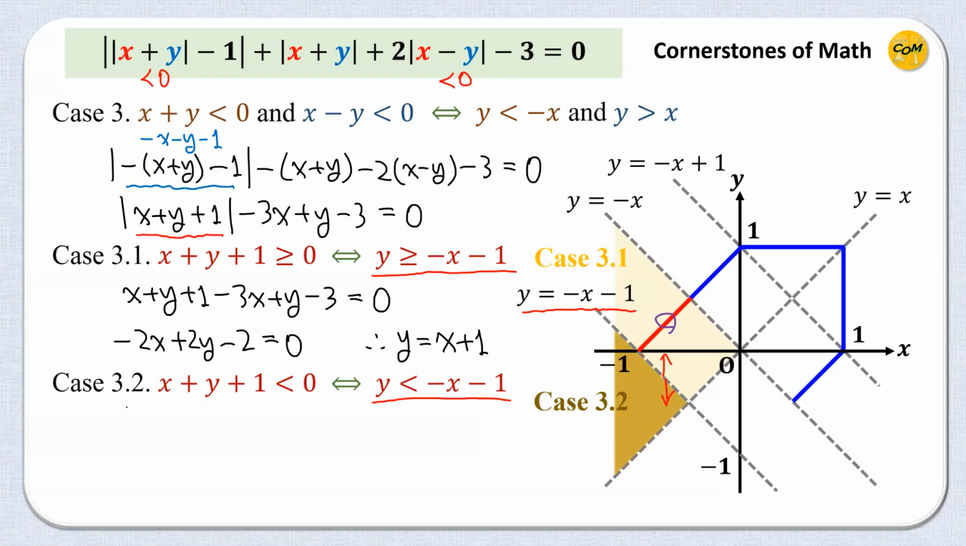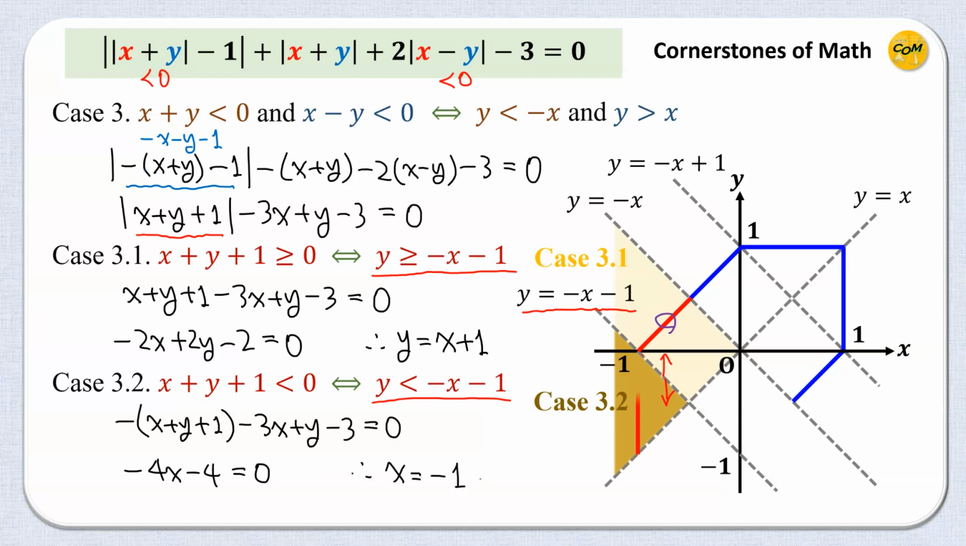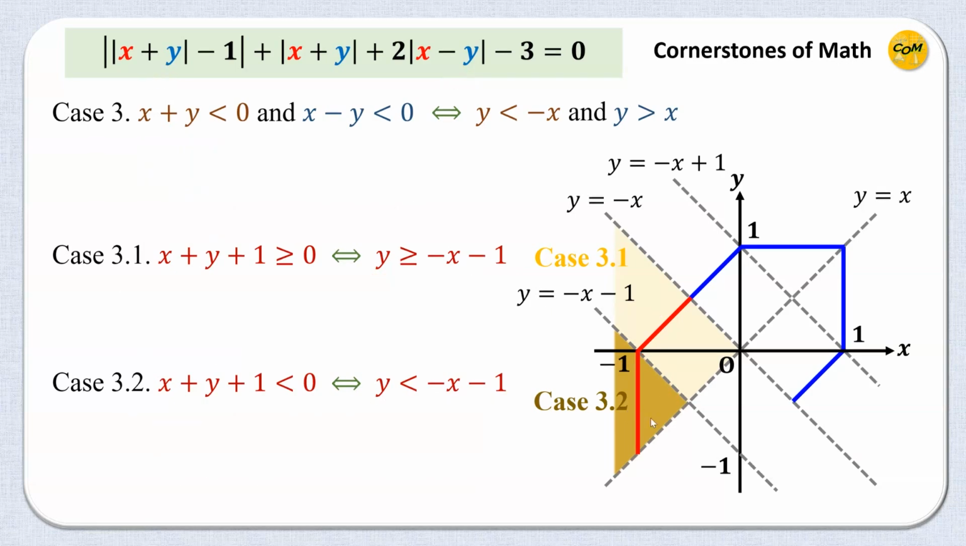And for case 3.2, we have minus x plus y plus 1 minus 3x plus y minus 3 equals 0. Which simplifies to minus 4x minus 4 equals 0. So we have x equals negative 1. So we have the graph of x equals negative 1 here.